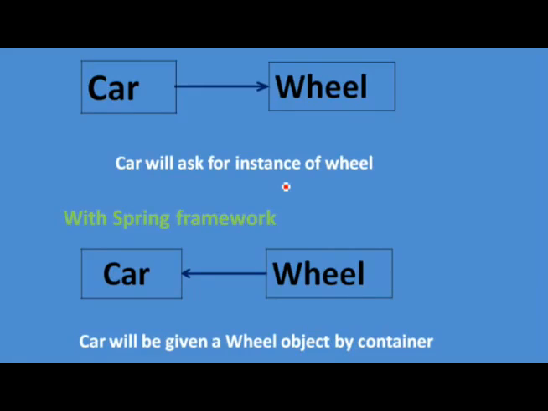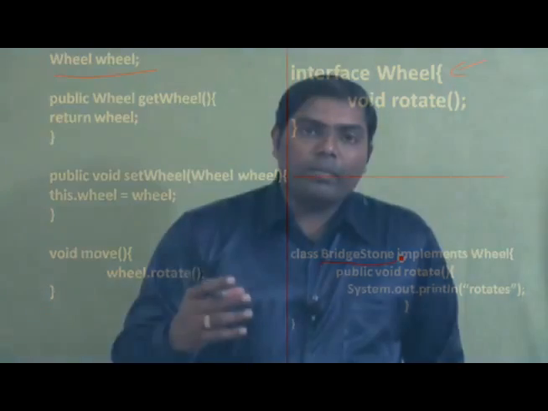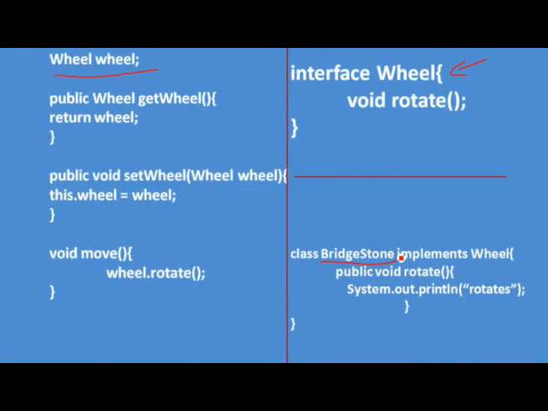So if you go ahead to see how we can improve this, I'm avoiding the new operator here in creating the wheel, and I have defined the wheel as an interface here, and my implementation of this wheel will be Bridgestone. So class Bridgestone implements Wheel. Bridgestone is my concrete implementation of the wheel interface, and you can see I have introduced a getter method and a setter method here. And also I have the void move method.